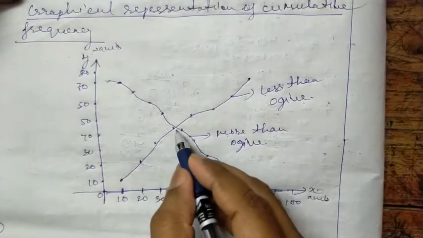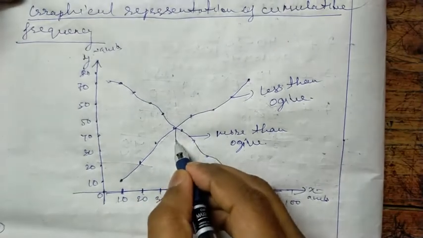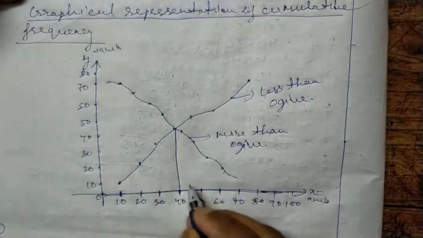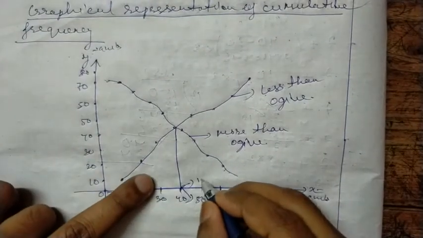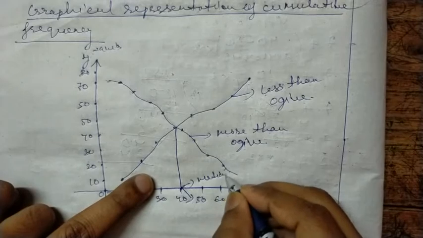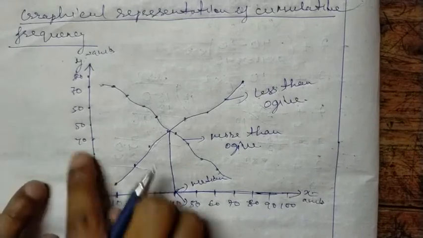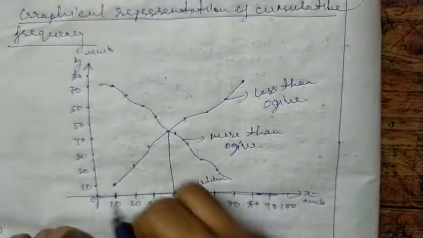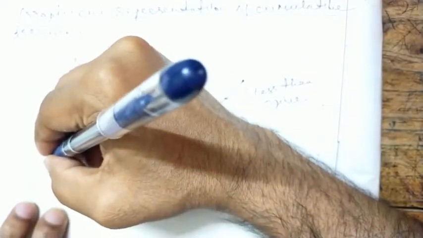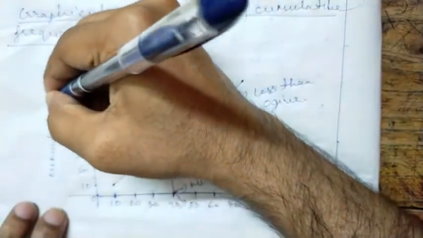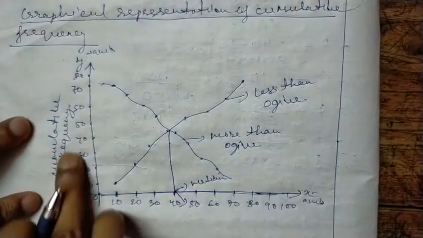If this intersects over here, and we take this straight down over here, this will be called the median. And this y-axis will be the cumulative frequency.